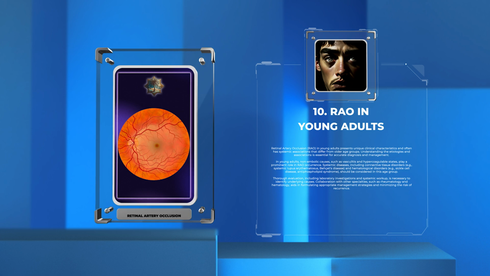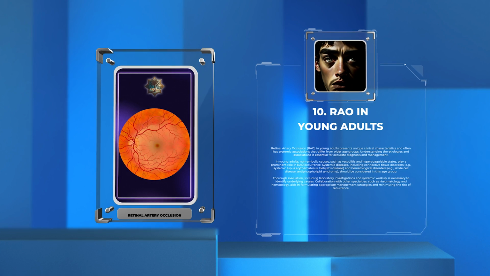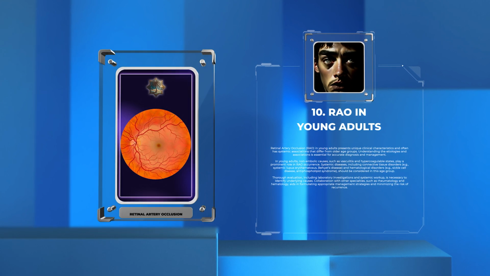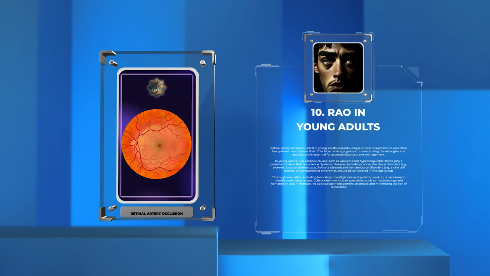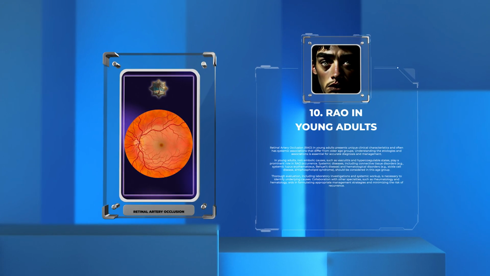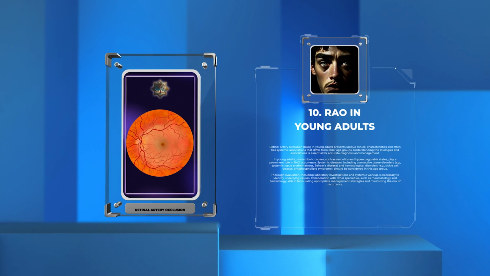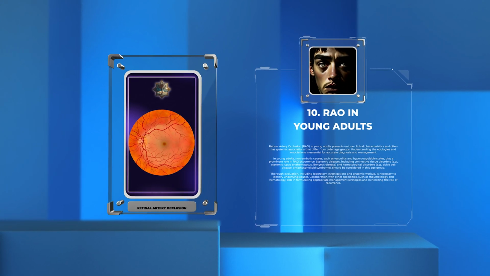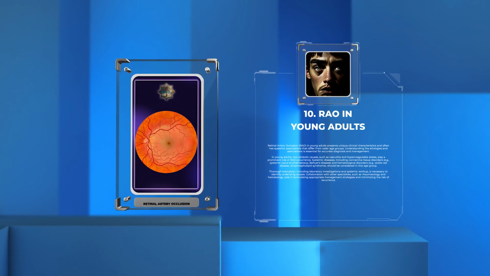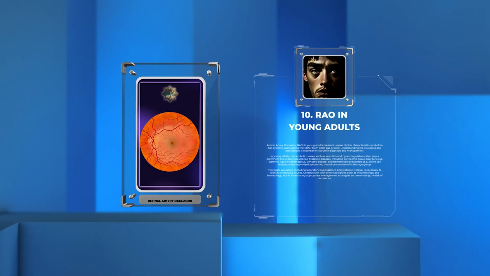Systemic diseases, including connective tissue disorders, for example, systemic lupus erythematosus, Behçet's disease, and hematological disorders, for example, sickle cell disease, antiphospholipid syndrome, should be considered in this age group. Thorough evaluation, including laboratory investigations and systemic workup, is necessary to identify underlying causes. Collaboration with other specialties, such as rheumatology and hematology, aids in formulating appropriate management strategies and minimizing the risk of recurrence.